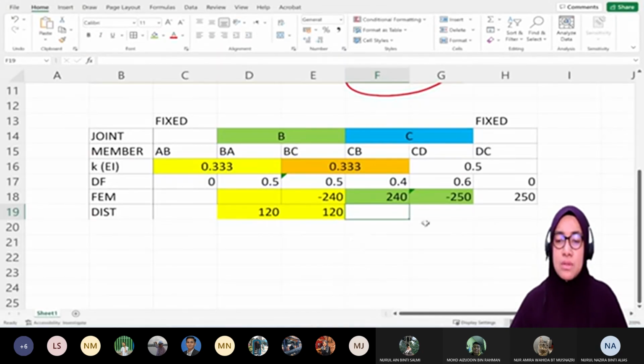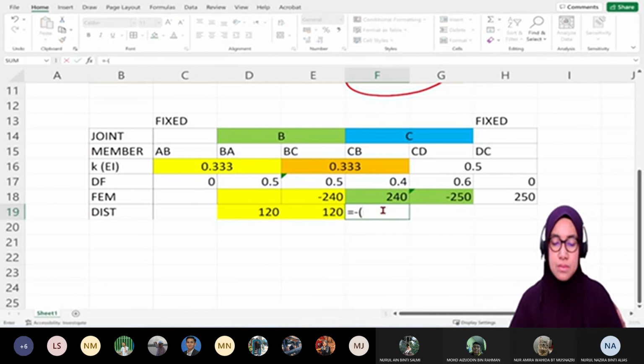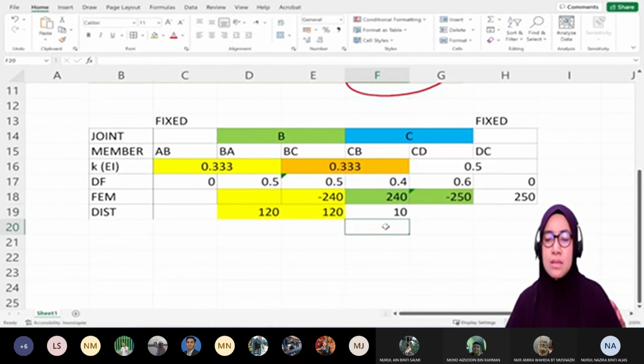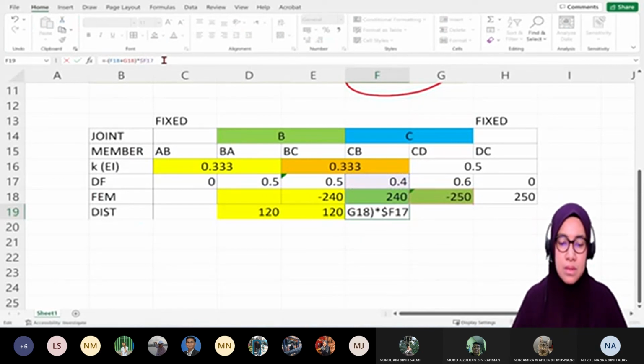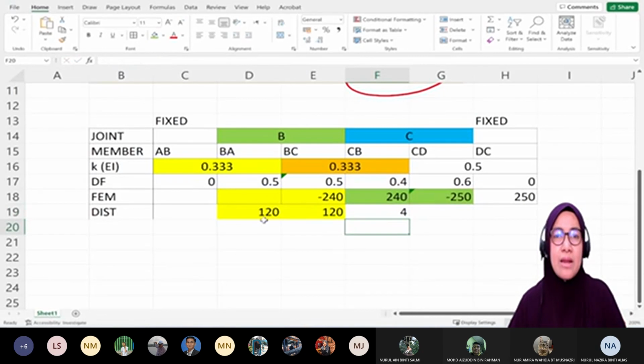So inside this table, okay, I put negative inside the table to represent join moment which is opposite with member and moment. So yang ni plus yang ni. Join moment is 10. Nampak tak? Join moment is 10. Yang ni kena kali dengan factor. Kali dengan factor, the factor is 0.4. We get 4. Okay, we get 4.